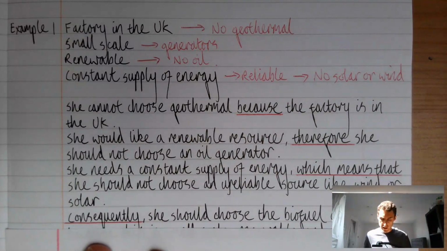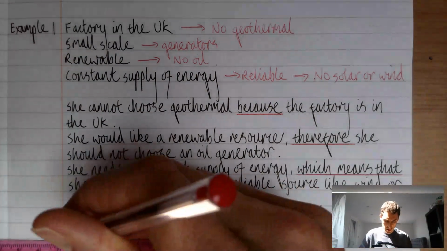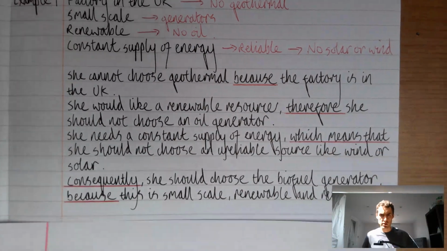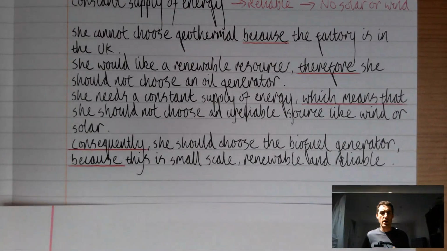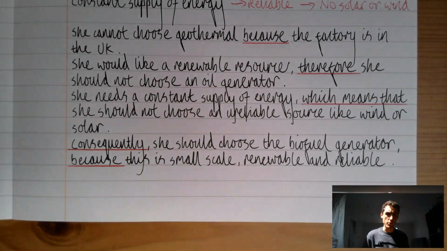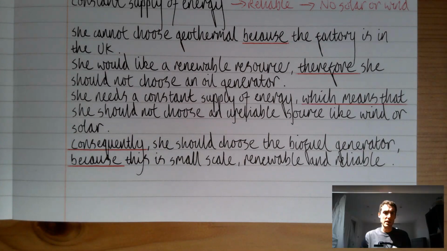What we do when we're explaining. She should choose the biofuel generator. Got another one here as well, look, because this is small scale, renewable and reliable. I just realised that's hidden by a picture of me. But that is the kind of paragraph that we would like students to write. So that's quite a long video, but I hope that's really clear how you would model that to students.